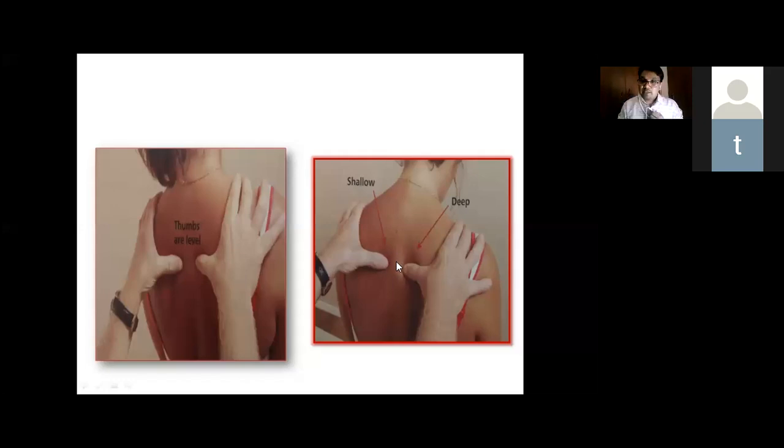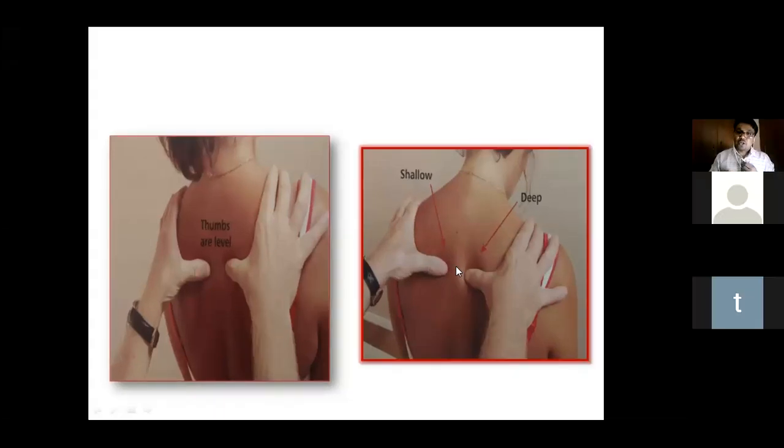So this is the clear thing, that the T4 vertebra is rotating to the left side. Let's see what is happening in the flexion and extension.